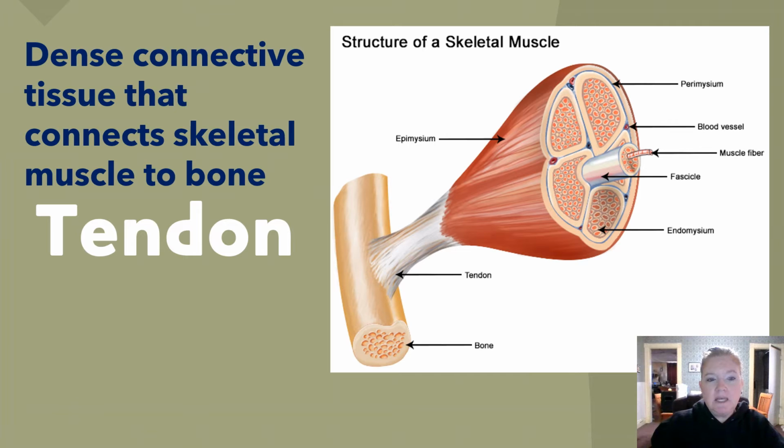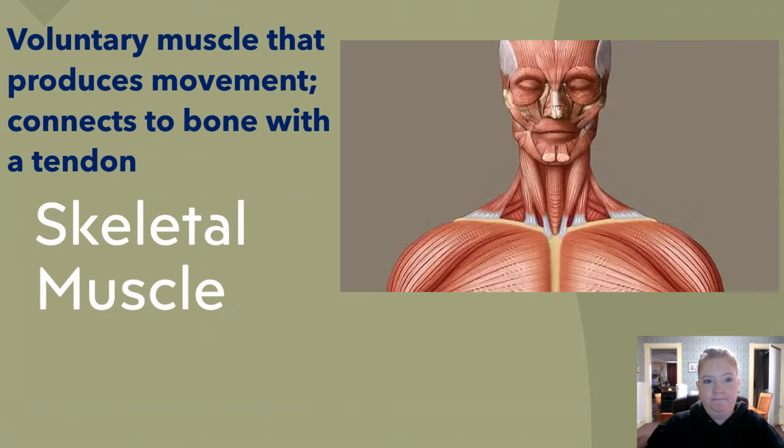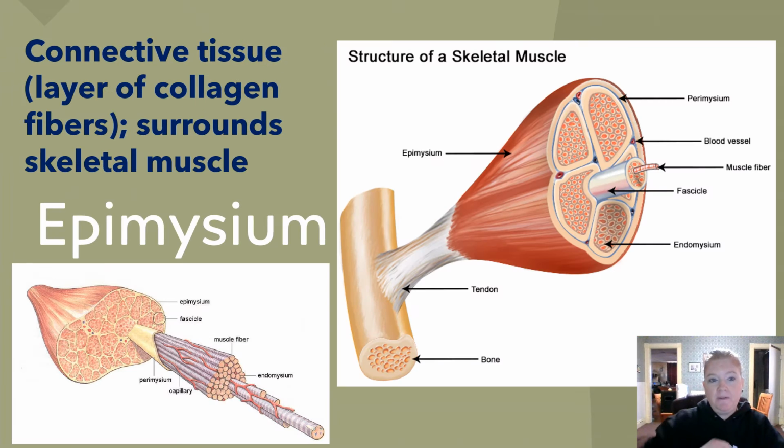So there's a dense connective tissue that connects skeletal muscle to bone, and that's called the tendon. Skeletal muscle itself is a voluntary muscle that produces movement, and again, it connects to bone with a tendon. Now, there's a layer of connective tissue, primarily collagen fibers, that surrounds the skeletal muscle, the epimysium.